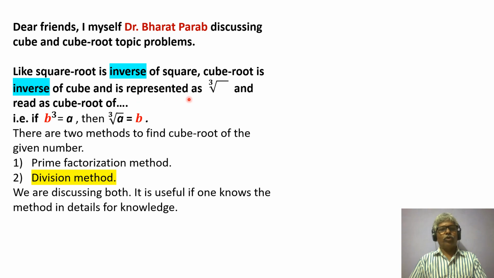This cube root is represented like this and read as cube root of the number. The relation between cube and cube root is: if b cube is a, then cube root of a is equal to b. Very simple, and you will come to know as we go ahead in this topic and try to solve some problems.